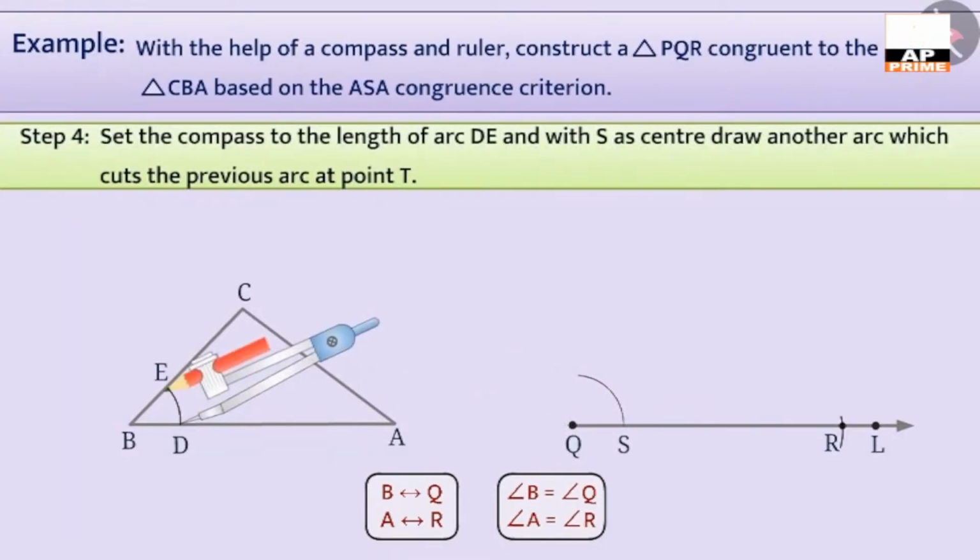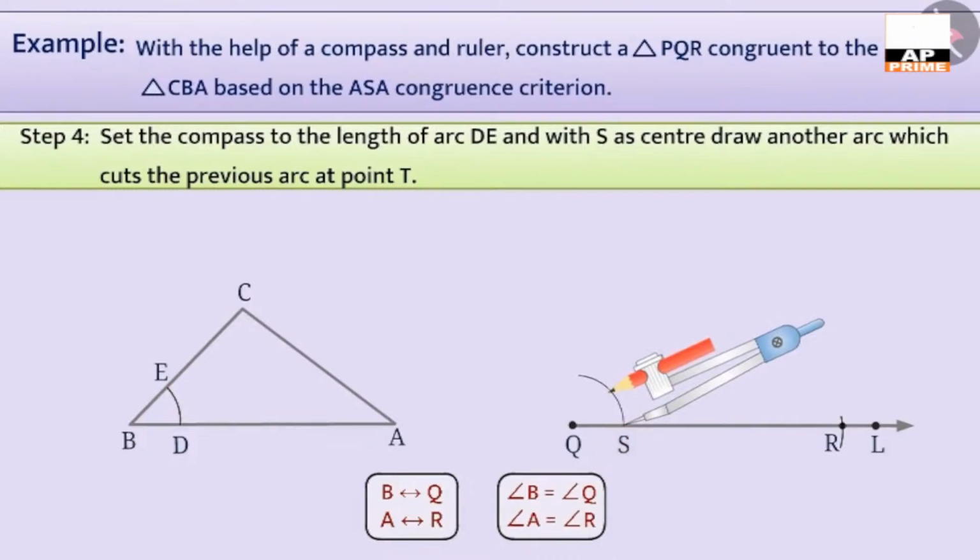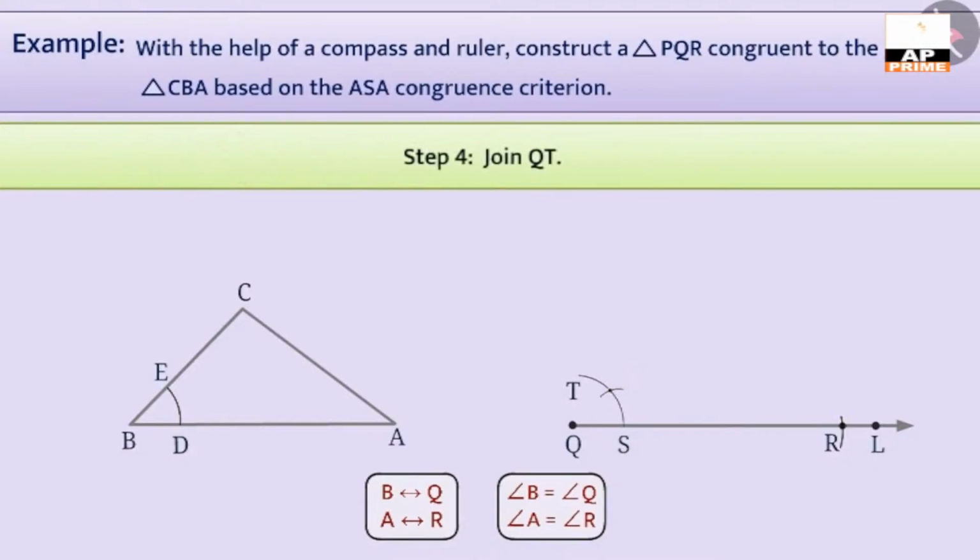Set the compass to the length of arc DE. Using the same radius and with S as center, draw another arc which cuts the previous arc at point T. Next, we will join Q and T to form ray QT. Can you tell me how we will construct angle R? Pause the video and think about it.